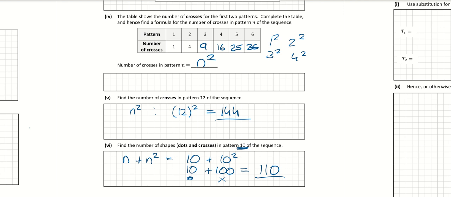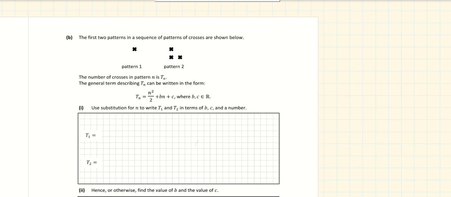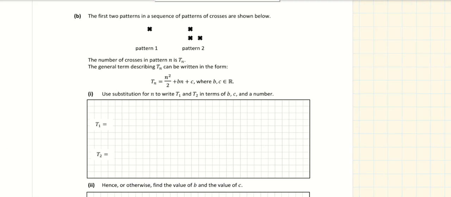Now, just to look at the last part of this question, and then that'll do us for today. Okay, a sequence in a pattern of crosses is shown below. The number of crosses in pattern n is Tn, and the general term describing Tn can be written in the form n squared over 2 plus bn plus c, where b, c are elements of R. Okay, so this is where you need to use your simultaneous equations to find the answer.